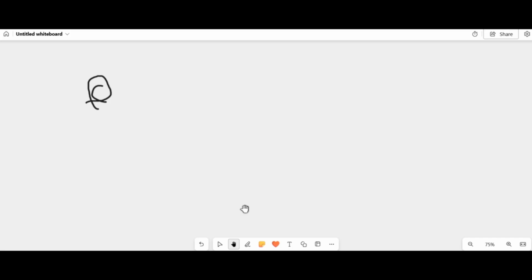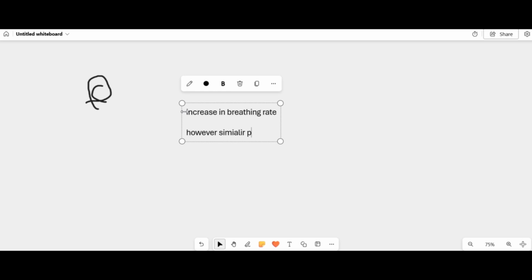The reason for that is because your breathing rate is going to be increasing, but you're not going to suddenly be breathing out more carbon dioxide each time just because you're doing exercise. You're going to breathe out the same amount of CO2, but increase your breathing rate. So there's more breaths, so you're releasing more CO2 in total, but each one's staying the same. You get me? So just write that down: increase in breathing rate, however, similar PCO2 for each breath.